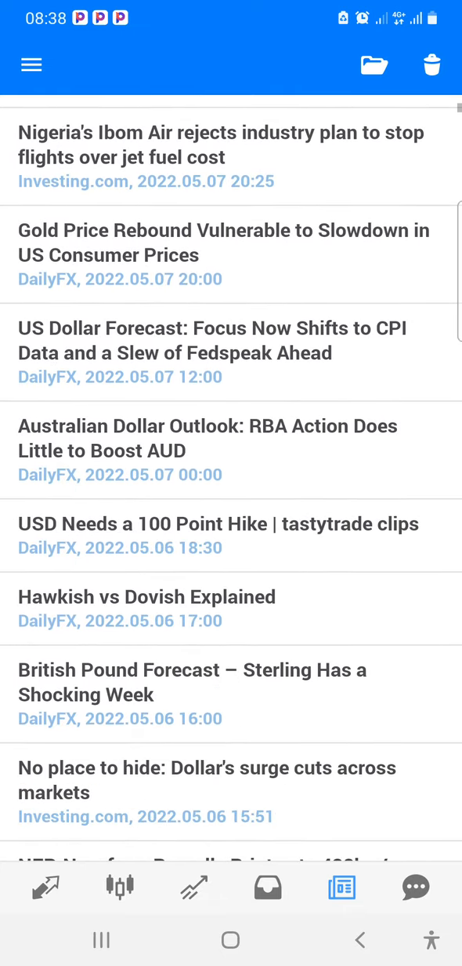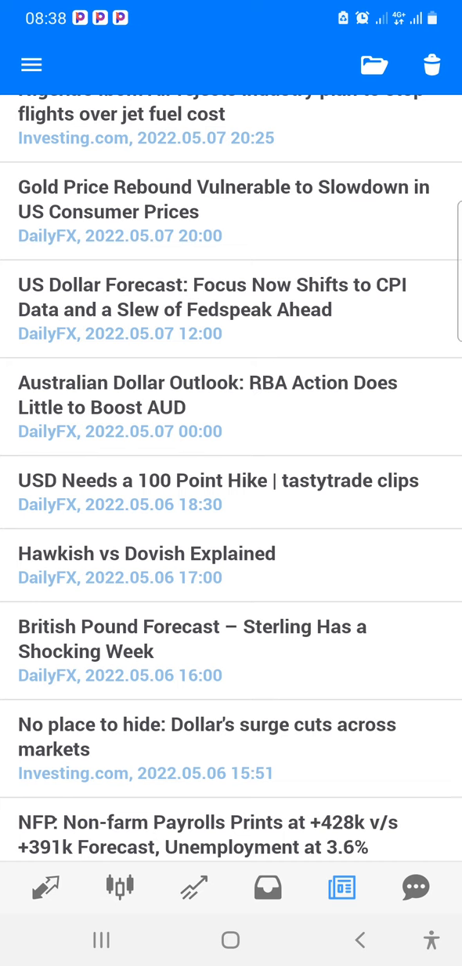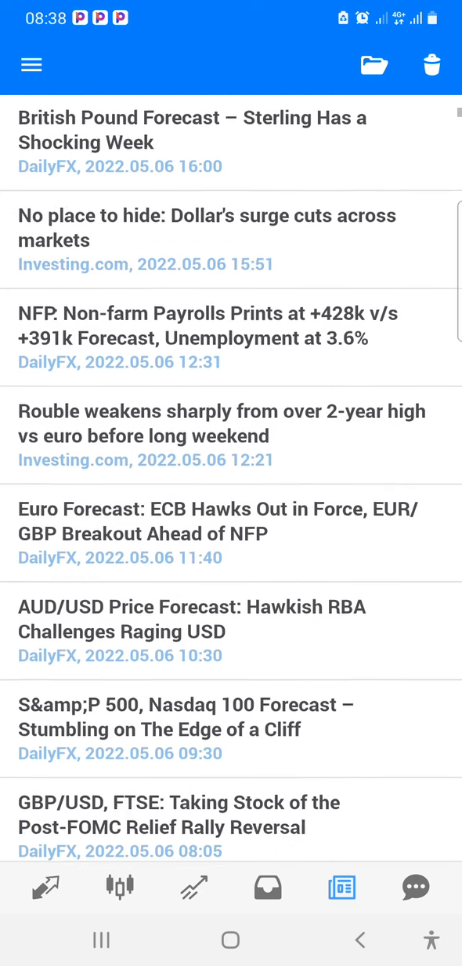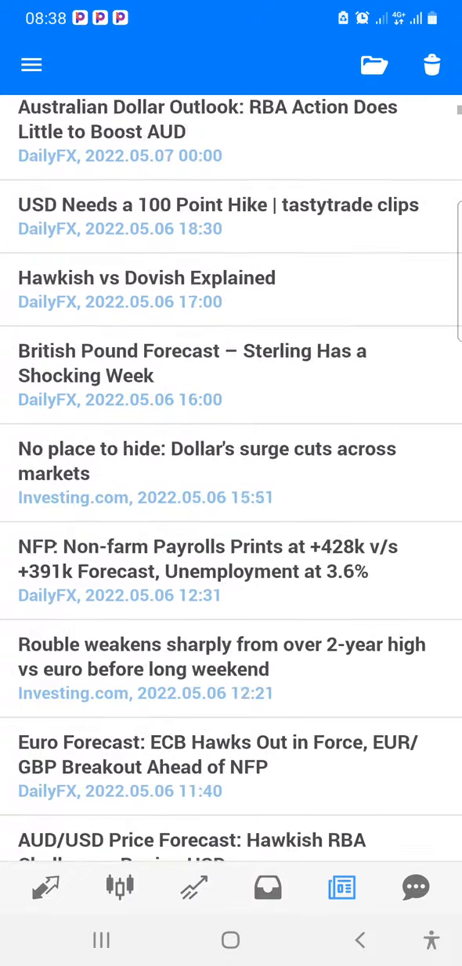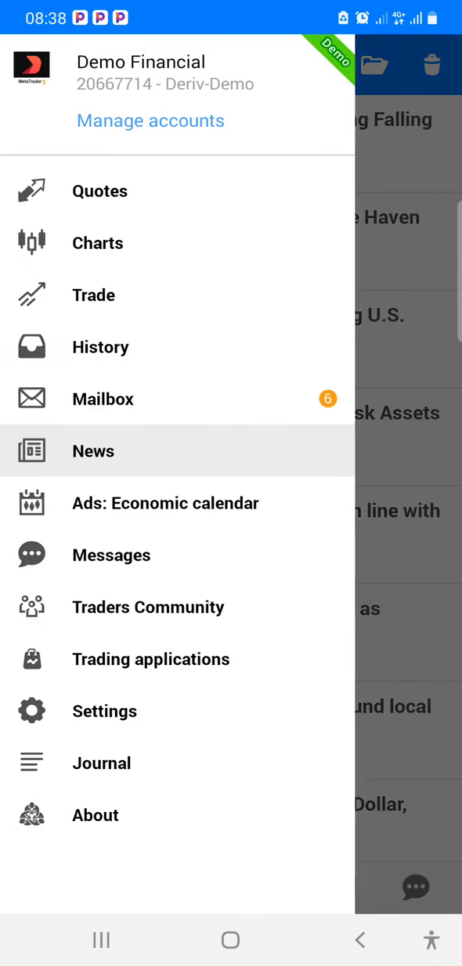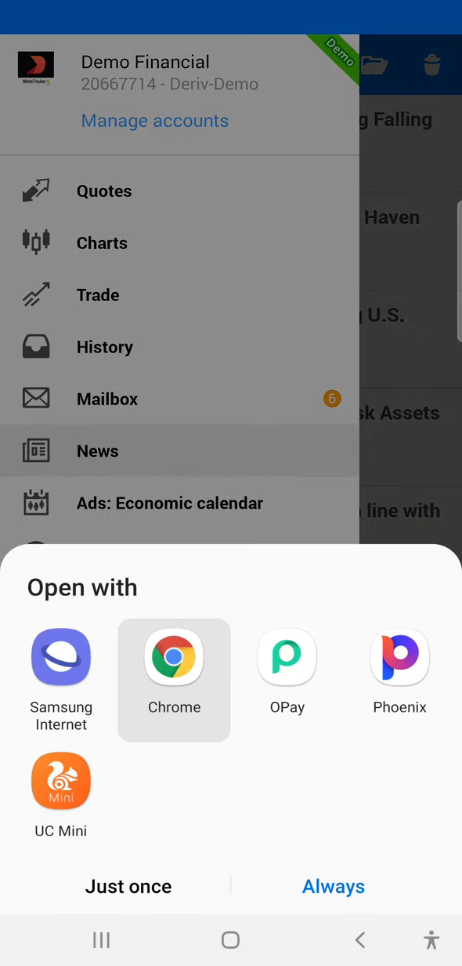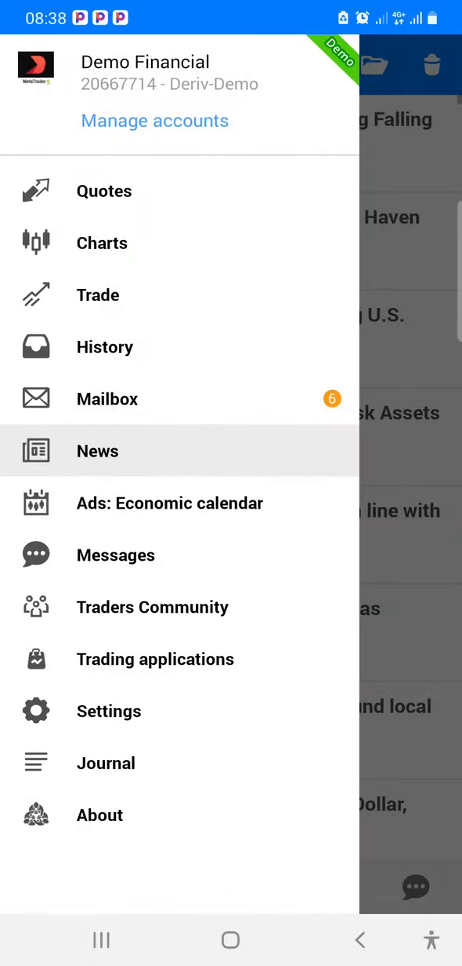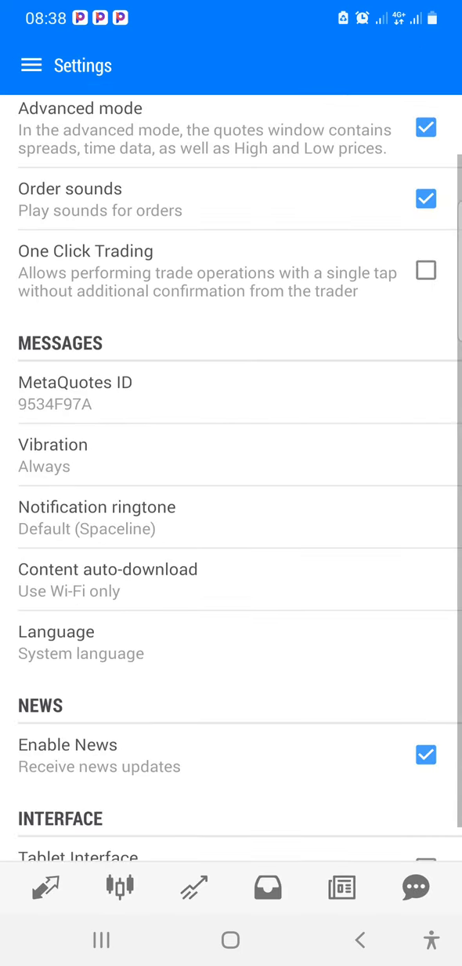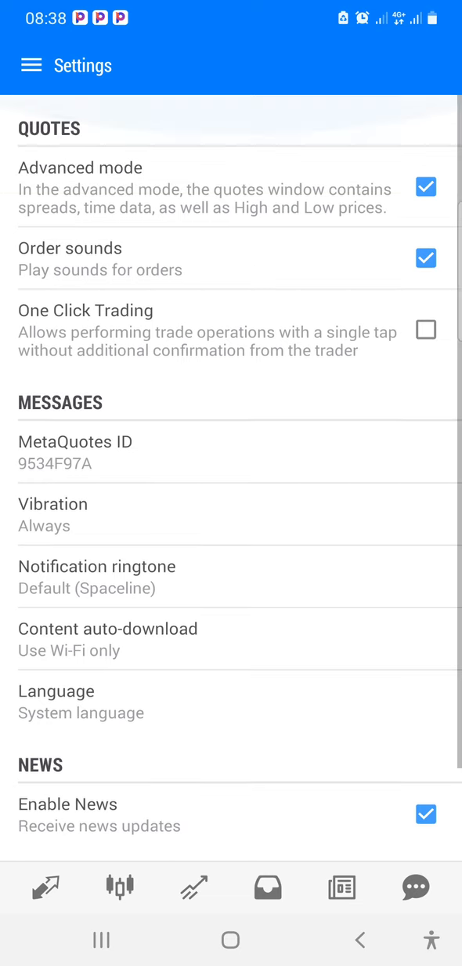The best way for you to follow news is Forex Factory. That's what I recommend. This one just shows you what I want to show you, but Forex Factory is the major one. For the economic calendar, you have to go to the browser, which I'm not ready to go to. Then the traders communicating application, and the settings, nothing to do here.